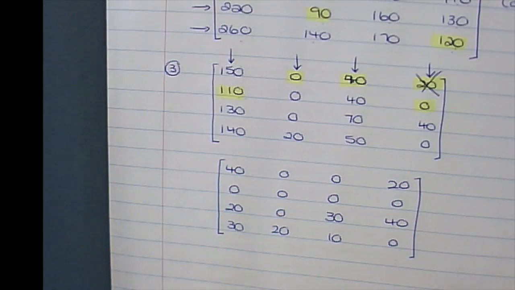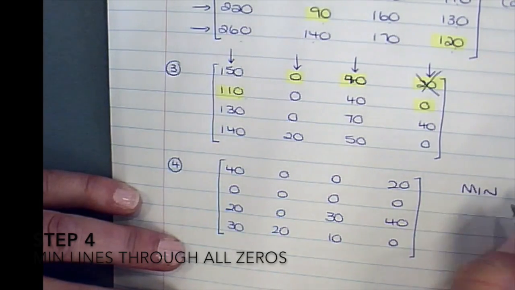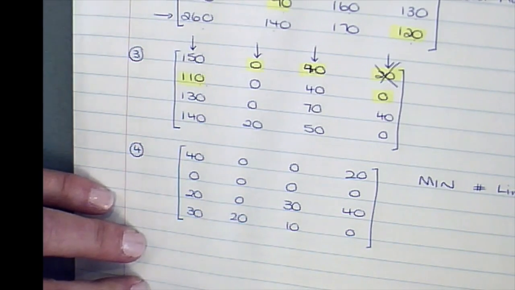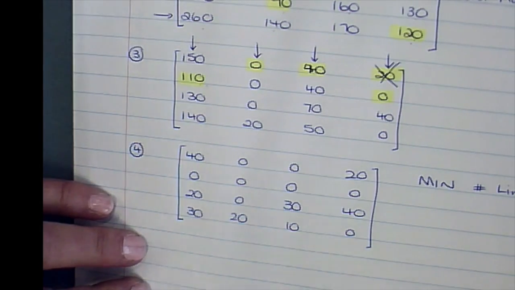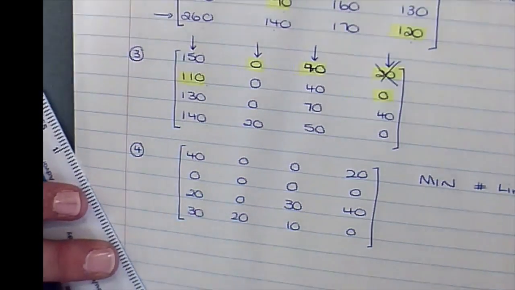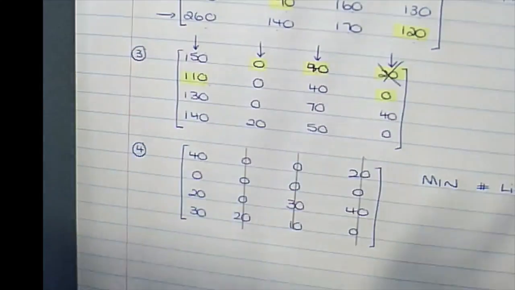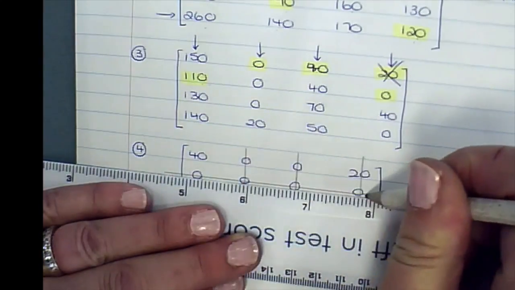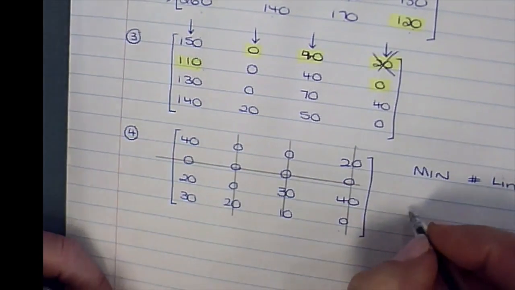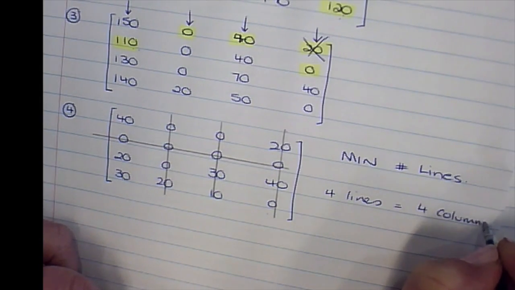We're now going to do step number 4. And in step number 4, we need to draw the minimum number of lines. So what we've got to try and do is cover up all of our zeros. Okay, I'll just use a pencil this time. So there, 3, and I've got one over here, so I'll go this way. Okay. I've used 1, 2, 3, 4, so 4 lines is the same as 4 columns. So I am finished.